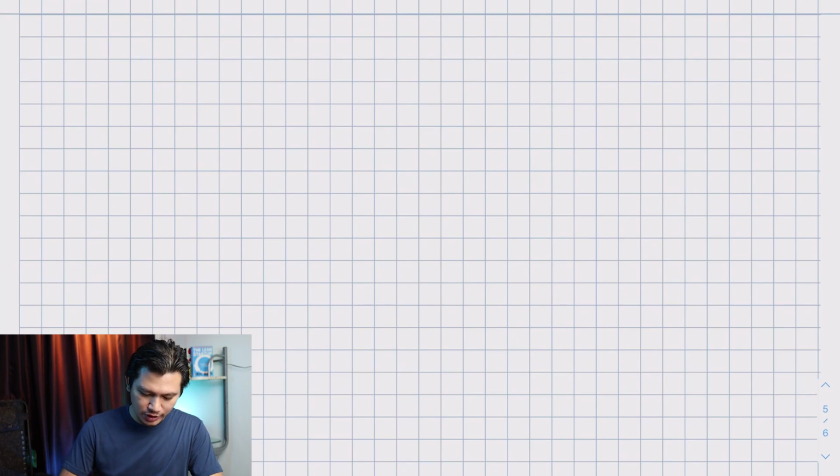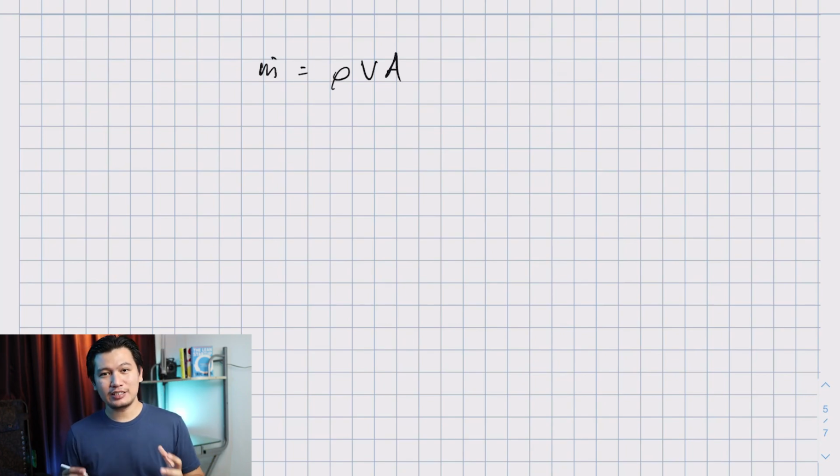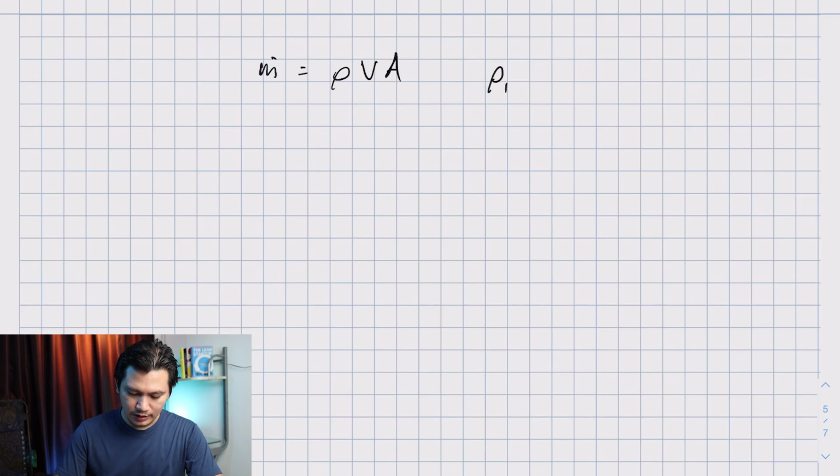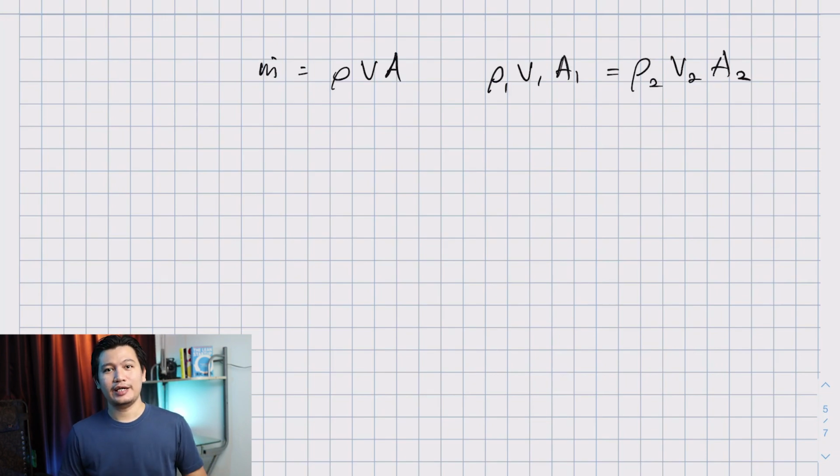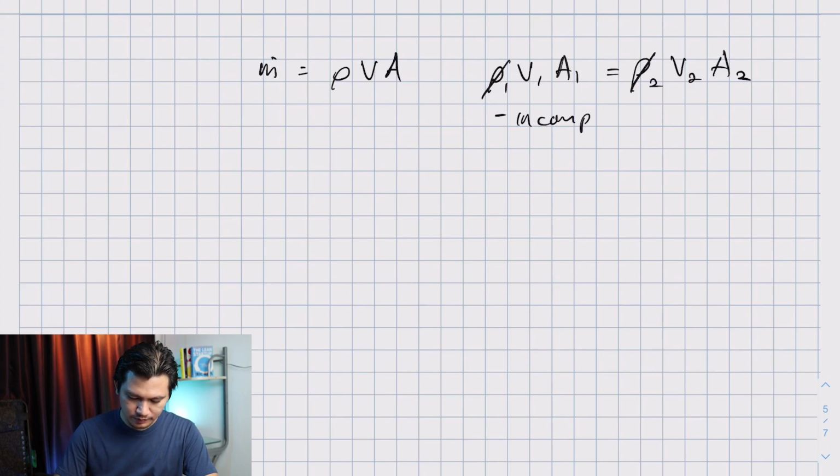Okay, so we are already very familiar with this equation, which is m dot equal to rho times velocity times area. Meaning that in steady flow, rho 1 times V1 times A1 equal to rho 2 times V2 times A2. And for incompressible flow, the density at point 1 will be similar to the density at point 2, so I can cancel this out. And what's left is V1 A1 equal to V2 A2. So this is for incompressible flow.